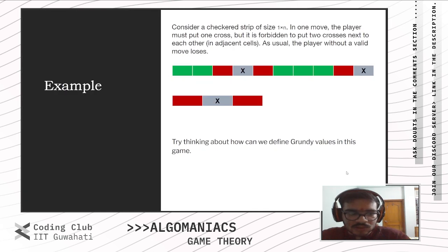Okay, so we'll try to understand the Sprague-Grundy theorem with an example. So I'll read the problem for you. Consider a checkered strip of size 1 cross n, and in one move the player must put one cross, but it is forbidden to put two crosses next to each other, like they should not be adjacent to each other, and as usual the player without a valid move loses.